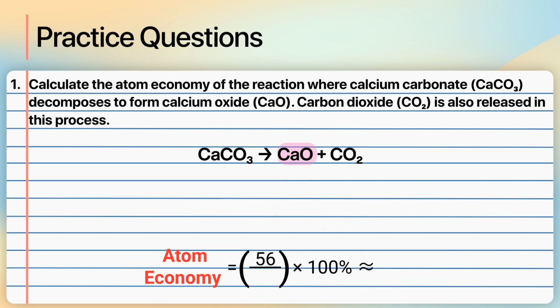Now, calculate the sum of the relative formula masses of the reactants. Calculating this gives us a total of 100. Now, we can substitute the values into the formula. Atom economy equals 56 divided by 100 times 100% approximately equals 56%. This tells us that the reaction has an atom economy of 56%, meaning 56% of the mass of the reactants is converted into the desired product, calcium oxide.